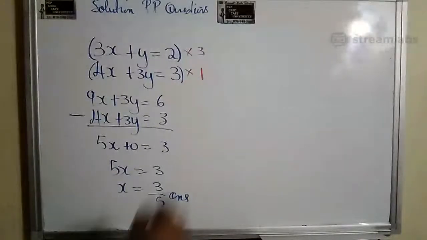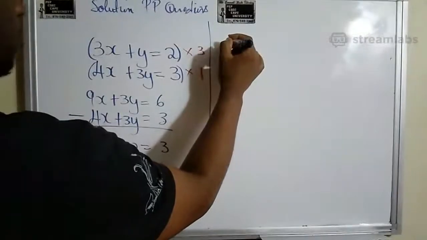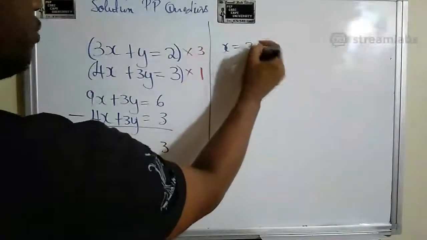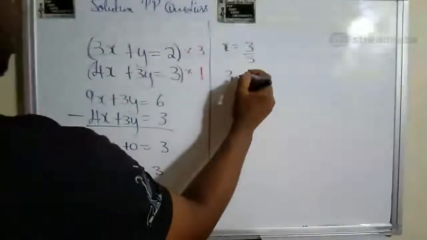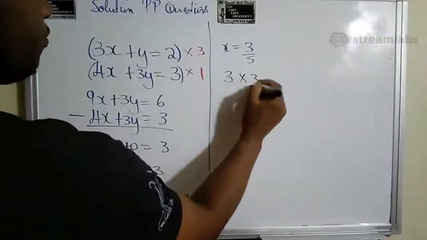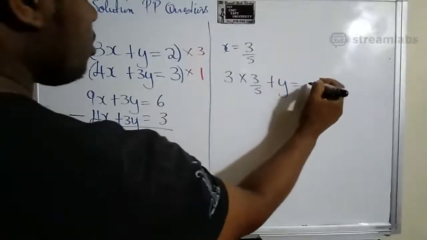Now we're going to take equation 1. x is equal to 3/5. We're going to substitute that. So this will be 3 times 3/5 plus y is equal to 2.